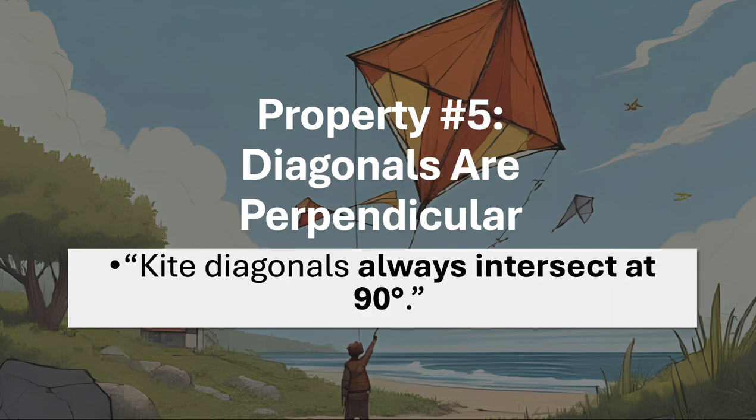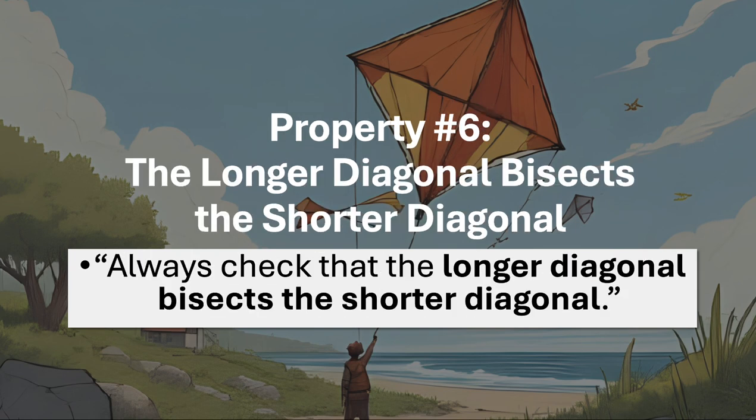When Alex measured the sticks of the store bought kite, the diagonals were at perfect right angles, like a plus sign. Kite diagonals always intersect at 90 degrees. Knowing something is perpendicular allows you to use the right angle or right triangle rules, simplifying many computations. That's property number five.